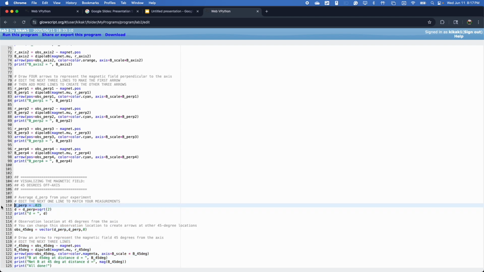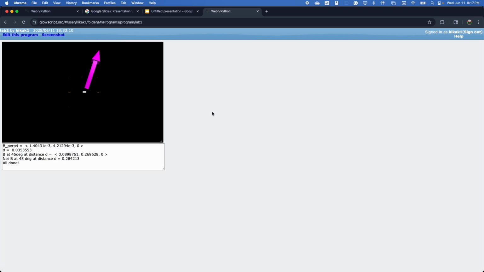D perp was equal to 0.025 to represent 0.025 centimeters, as determined in my experiment. Highlighted is an additional print statement that I added to calculate the magnitude of B field at a 45-degree angle. When you run the code segment, this is what it looks like. Net B at 45-degree distance of D was equal to 0.284213, which was much larger than my real-life experiment value.